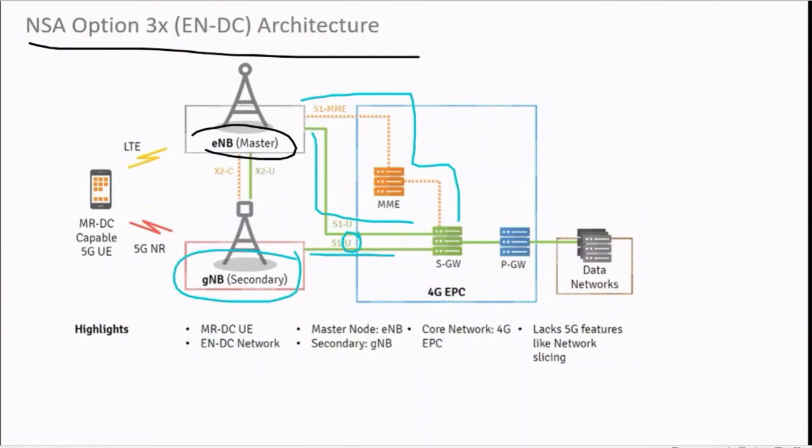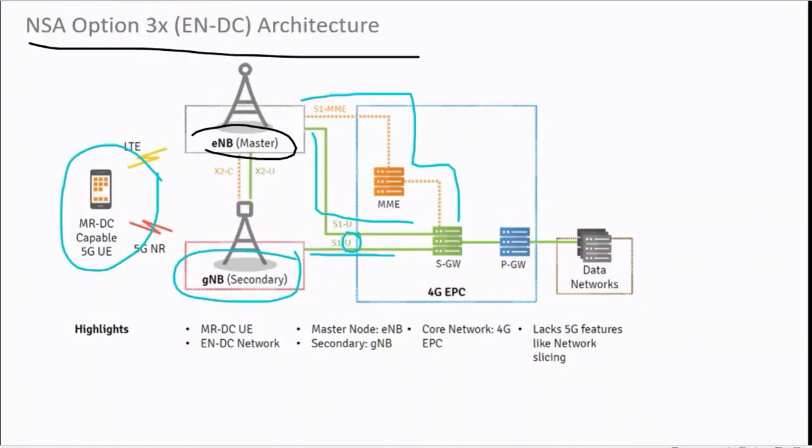So E node B has a different scheduler for the device, and G node B has a different scheduler for the device. That's why it is called dual connectivity. We don't call it carrier aggregation, we call it dual connectivity, or you can say an advanced version of carrier aggregation. In carrier aggregation, we have only one scheduler, but in dual connectivity, we have more than one scheduler for the same device. So data can be transmitted between G node B and the LTE core, but control plane and data can be transmitted between E node B and the 4G core.